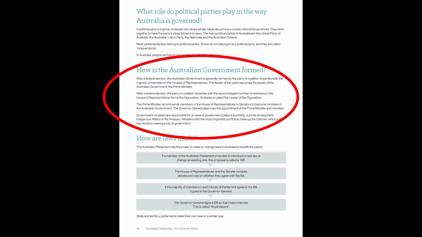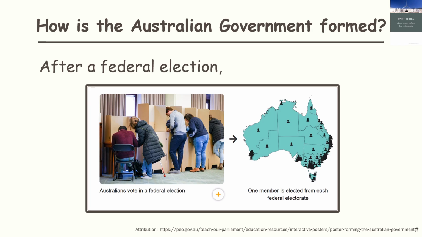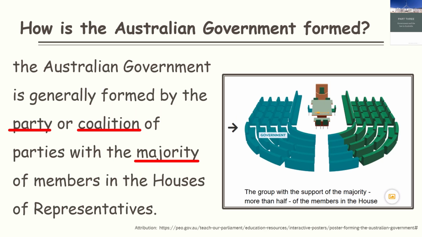We're going to have a look at how the Australian government is formed on page 30. After a federal election, where Australians vote for one member from each federal electorate, the Australian government is generally formed by the party or coalition, which means group of parties, with the majority of members in the House of Representatives.